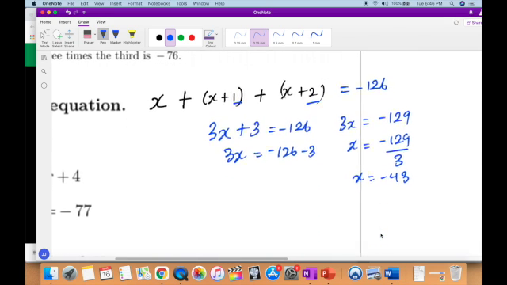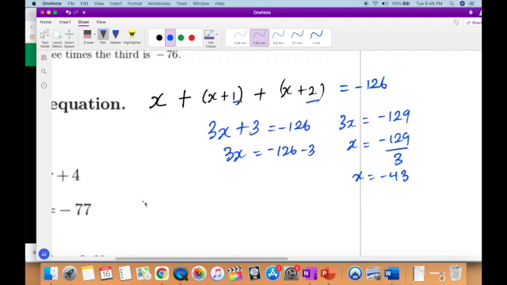Yeah? So the first number is negative 43, which is x. The second number is negative 43 plus 1, which is negative 42. And the third number is negative 43 plus 2, which is negative 41. And we have the 3 consecutive numbers there.